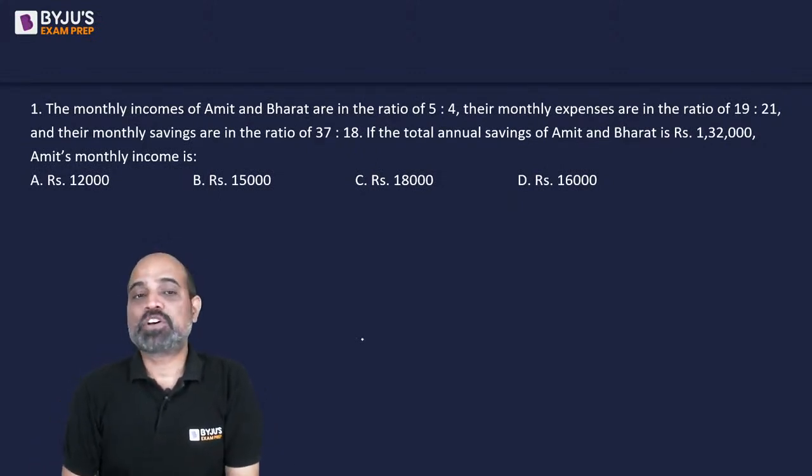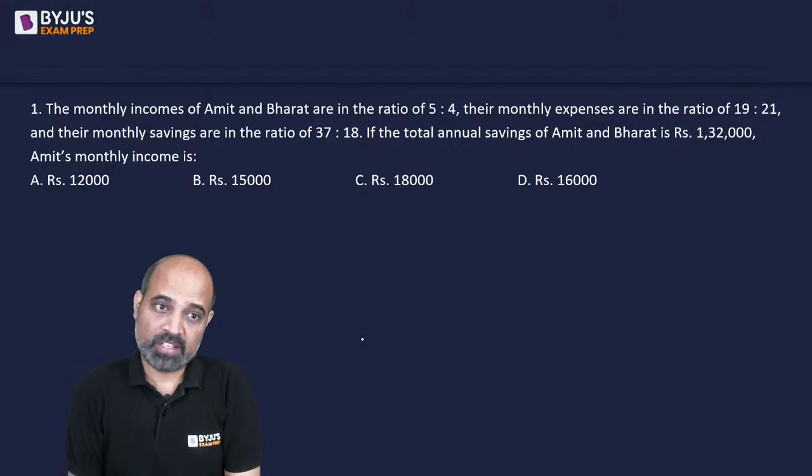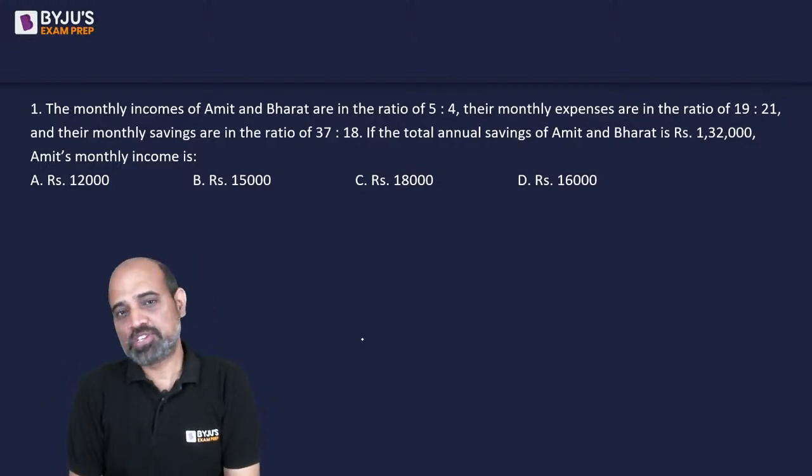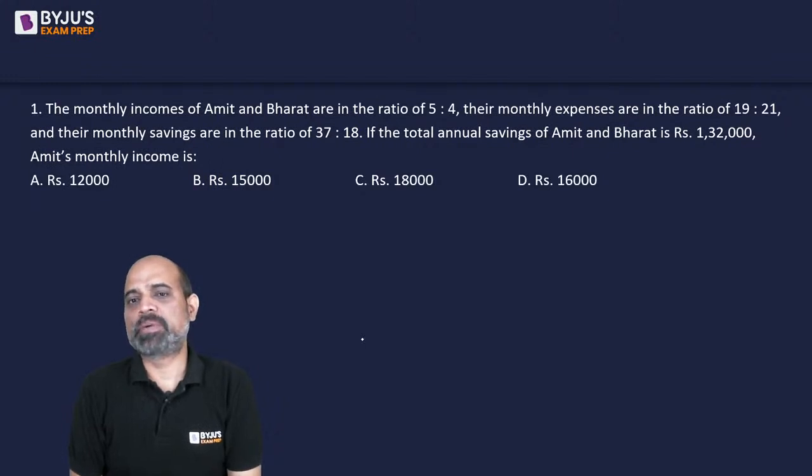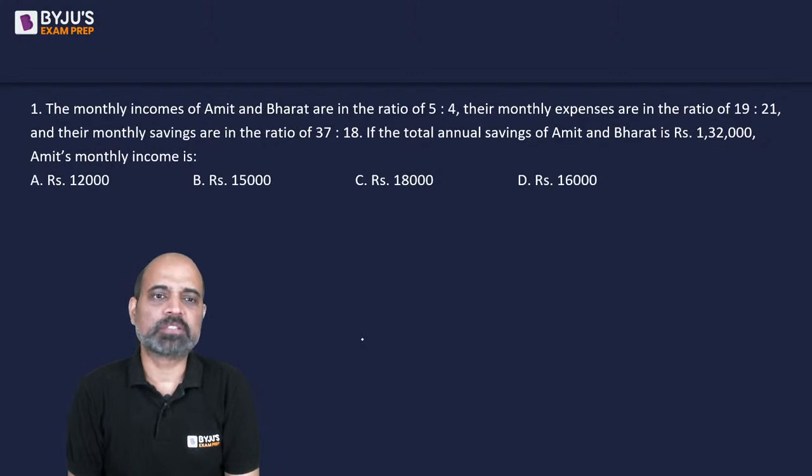The monthly incomes of Amit and Bharat are in the ratio of 5:4. Their monthly expenses are in the ratio of 19:21. And their monthly savings are in the ratio of 37:18. If the total annual savings of Amit and Bharat is rupees 132,000, Amit's monthly income is going to be what?